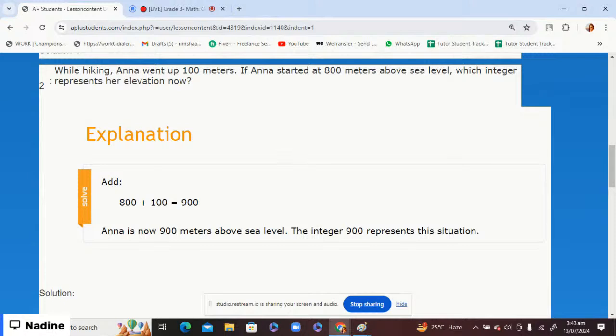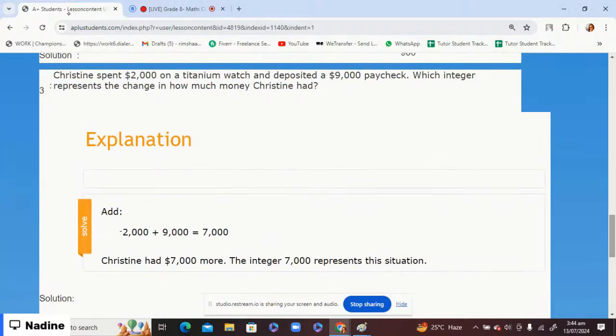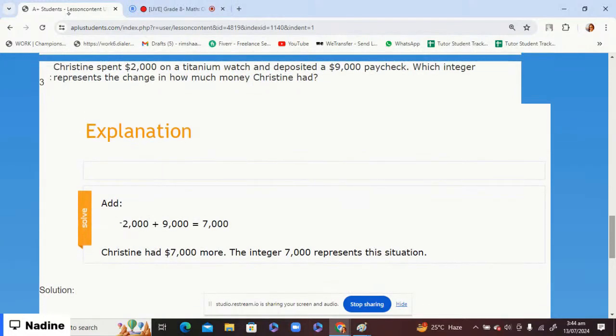Yeah, okay. So we are going to read this question. While hiking, Anna went up 100 meters. If Anna started at 800 meters above sea level, which integers represent the elevation now? So how many meters? 100 meters. And how much above sea level, which is 800. So just simply addition of 100 with 800, then you got the answer 900. This we have already done.